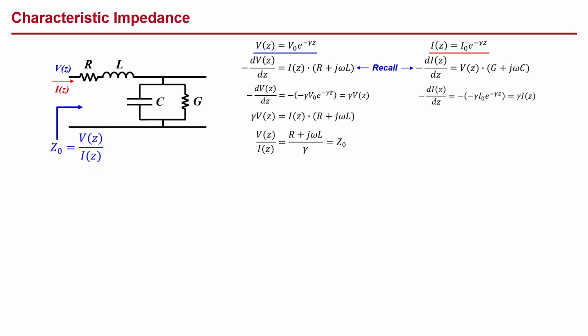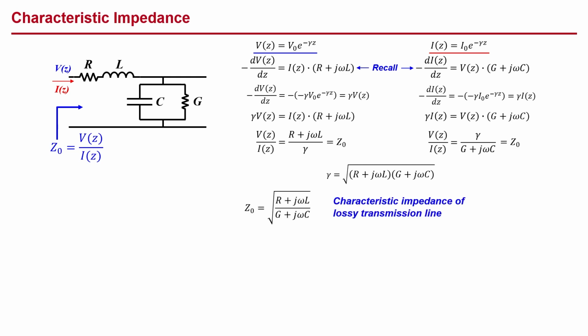We apply the same set of steps to the second equation to get that the ratio of the potential to the current equals gamma divided by our shunt admittance terms, G plus j omega C, and this also equals Z0. Recalling the definition of gamma, we can substitute it into either one of these equations to get that the characteristic impedance of a lossy transmission line equals the square root of the series impedance terms, R plus j omega L, divided by the shunt admittance terms, G plus j omega C. For a lossless transmission line, the R and G terms go to 0, and the characteristic impedance simplifies to the more familiar square root of L over C.